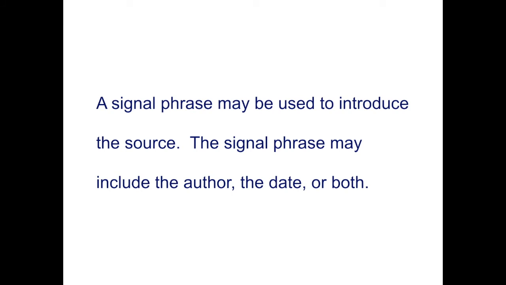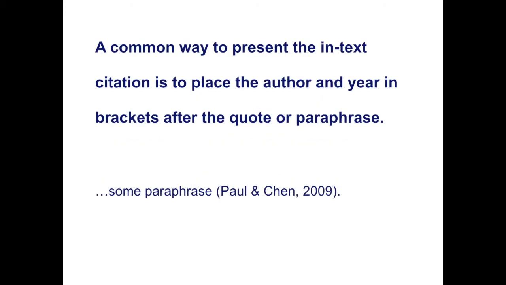So how can I use citation in APA style? This can be done using the common method, where you include the author and date in parentheses at the end of a paraphrase. Or you may include a signal phrase. The signal phrase is part of the sentence, and it may include the author, the date, or both. Here is the common in-text citation. A paraphrase has been written down, and you simply follow it up with the citation in parentheses.